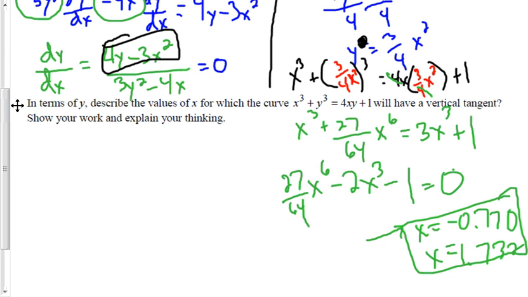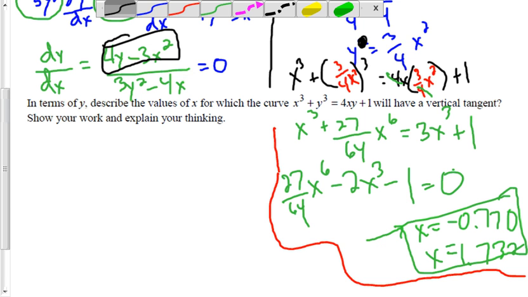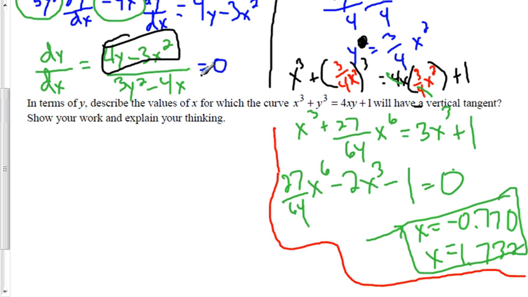Okay, we're going to go on to the next one. And I'm just going to have to move some of the work we did there. So the next question really just says, for that previous problem, describe the values of x for which x cubed plus y cubed equals 4xy plus 1 will have a vertical tangent, and a vertical tangent has a slope that's undefined. So now we're going to take this denominator and set it equal to 0. So this is a little bit easier to work with. So we get 3y squared minus 4x equals 0.